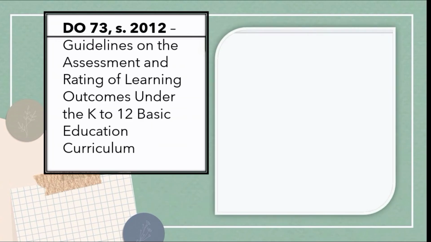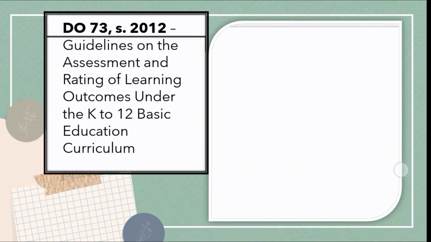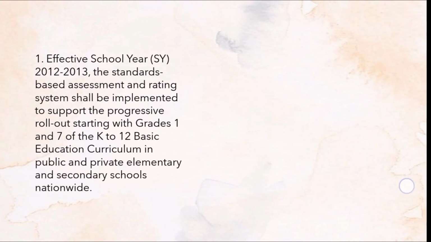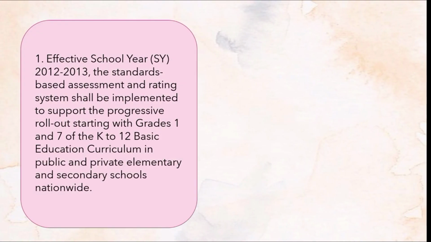So we have here the DepEd Order 73, series of 2012. Guidelines on the assessment and rating of learning outcomes under the K-12 basic education curriculum. This is for the undersecretaries, assistant secretaries, and others. And it is effective school year 2012 to 2013.